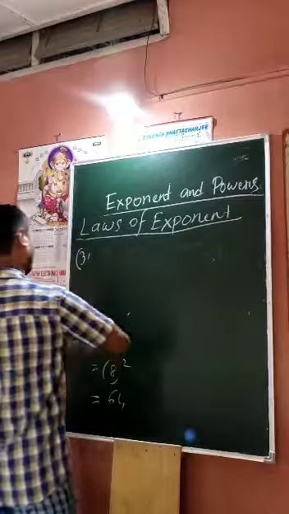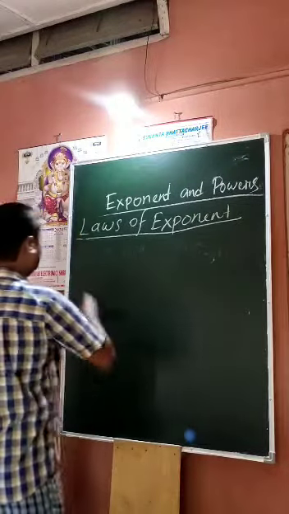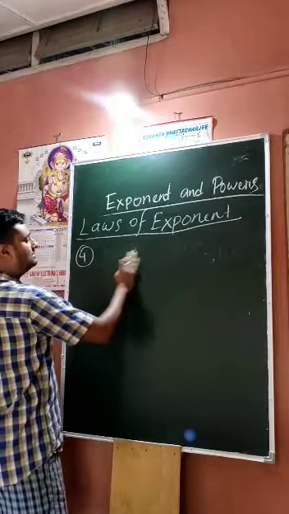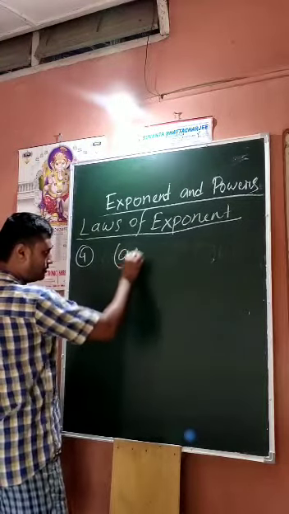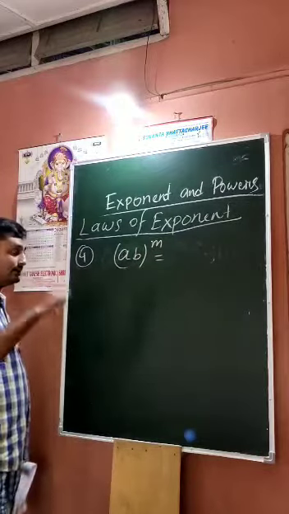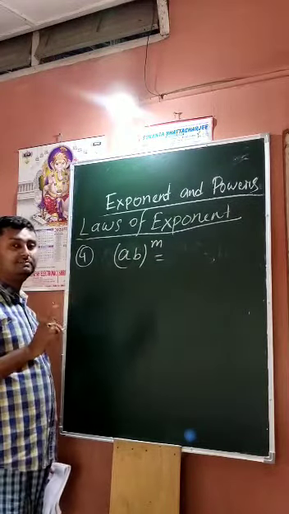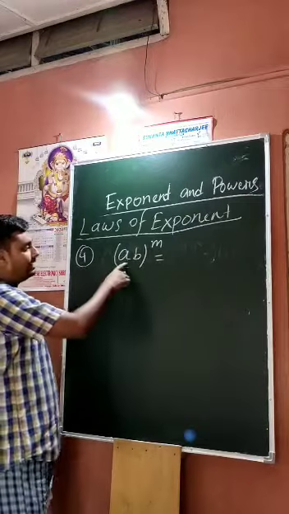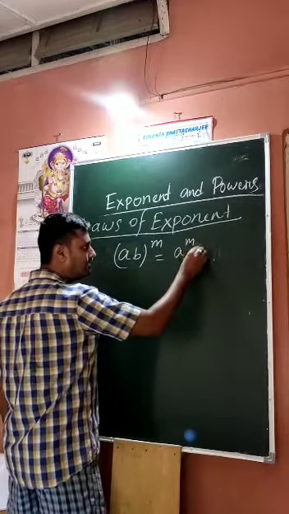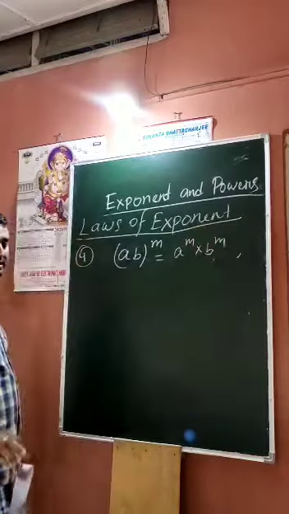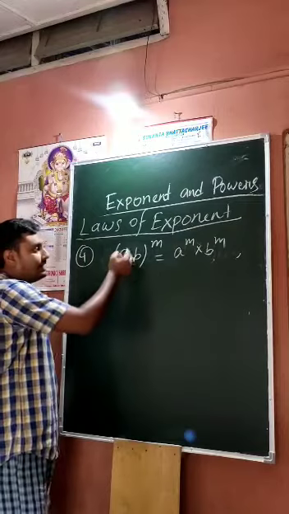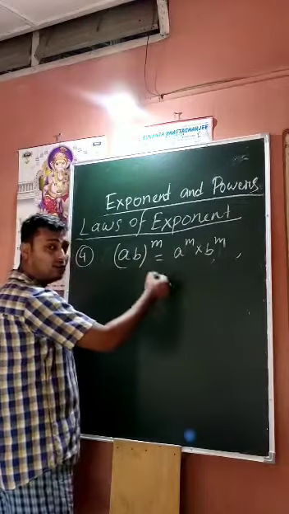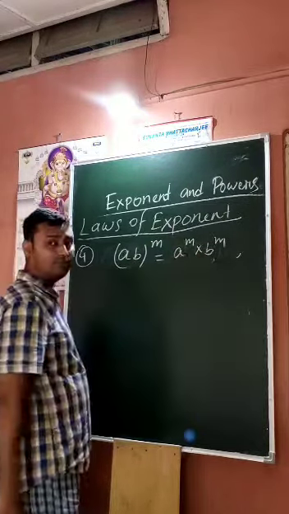Now comes formula number 4. This formula is (a×b)^m. Remember, in the previous three laws, both the bases are the same and the powers are different. But in this case, the bases are different and the power is the same. So (a×b)^m is equal to a^m into b^m, where m is an integer. That means if two numbers are multiplied and you take a power of both, then it is equal to the separate numbers each to that power, multiplied.